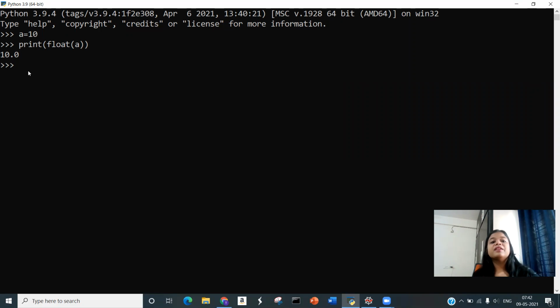Now let's do the vice versa. Let me take a floating number b equal to 10.5. Now let me print integer out of it. See, int and float are basically the keywords of integer and float. So when we give 10.5 as a float value, and when we convert it into the integer, our float part basically got dismissed and we got 10.